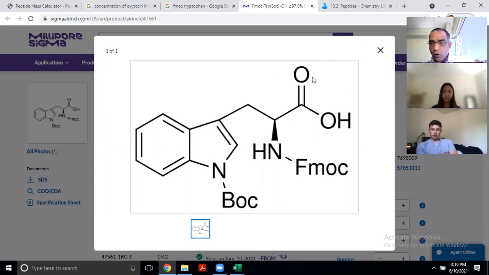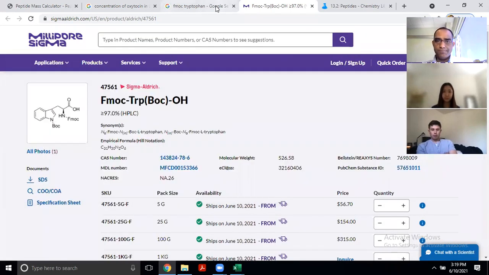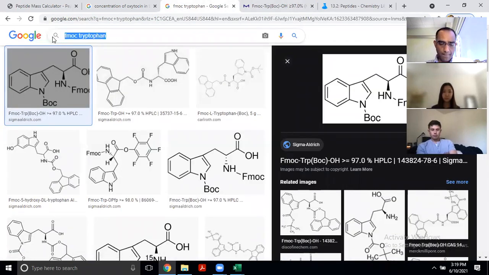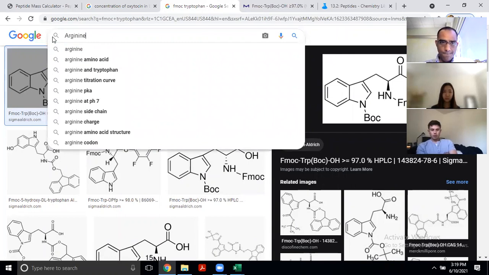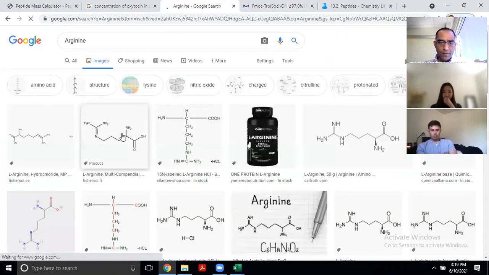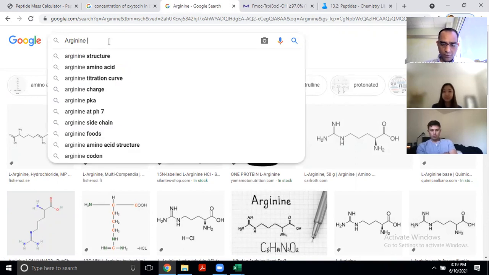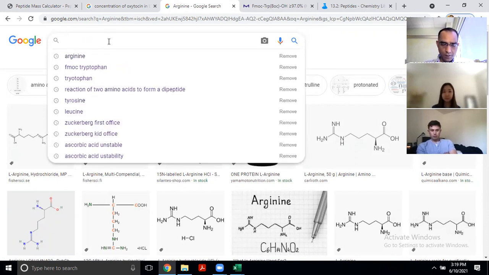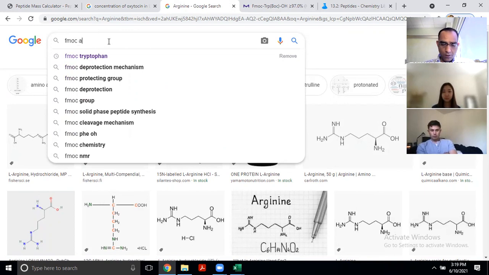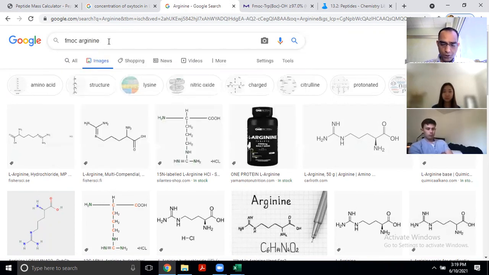Now we have it here. So in all these compounds, which group is free? Carboxylic acid. Only the carboxylic acid, right? And now I have arginine, let's say. FMOC arginine, OH.